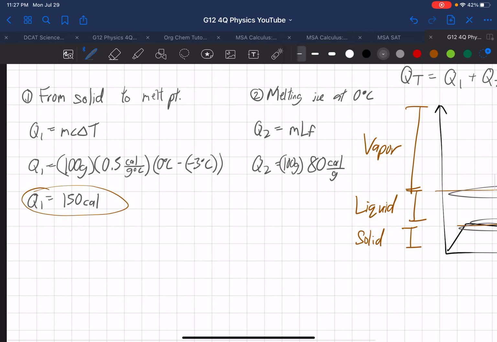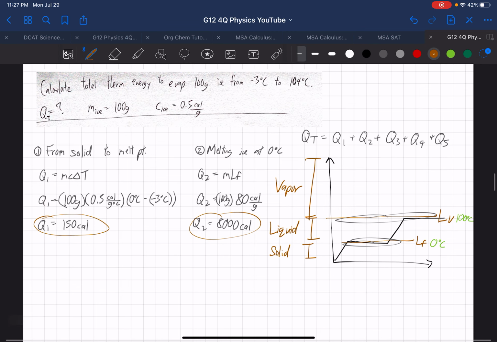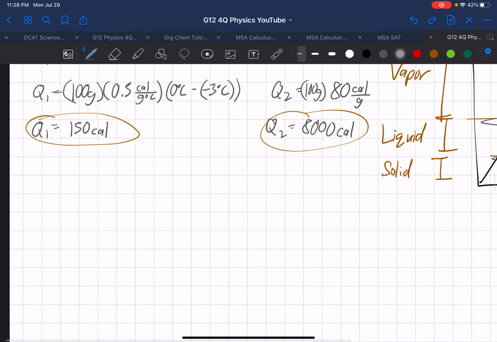Okay, so 100 times 80, that is what? 8,000? Is it? 8,000 calories. Yeah, so it sure does take a lot of energy to get the ice through its melting point. Unlike this, it only takes 150 calories. Here, it's a significant amount of energy. Okay, let's move to 3.